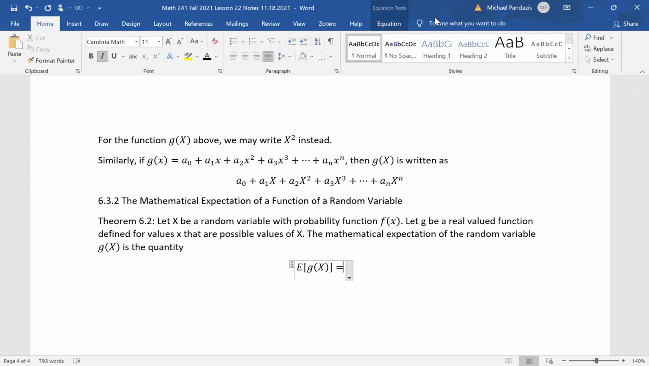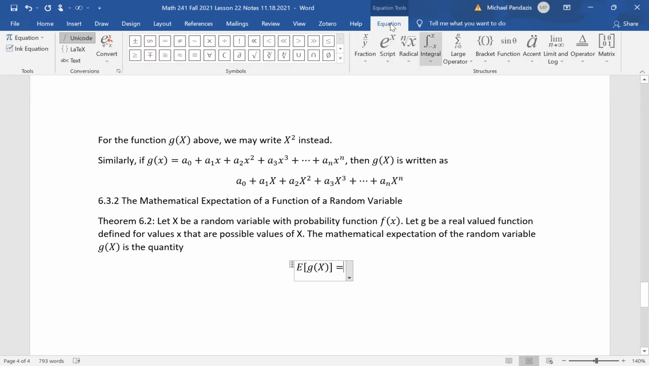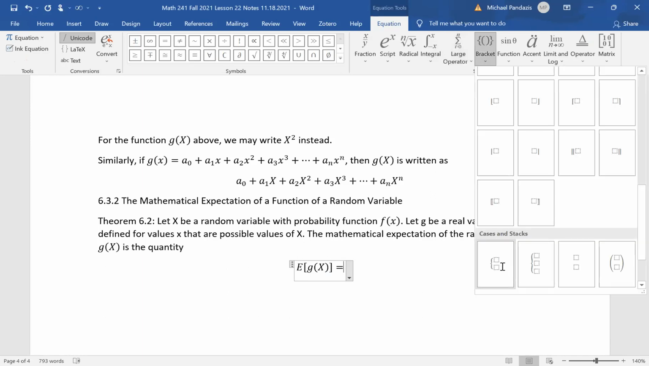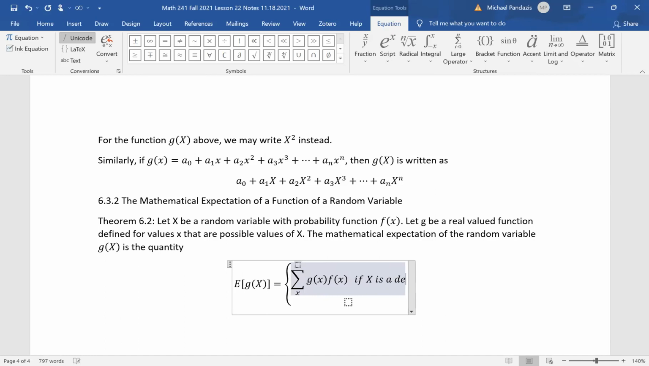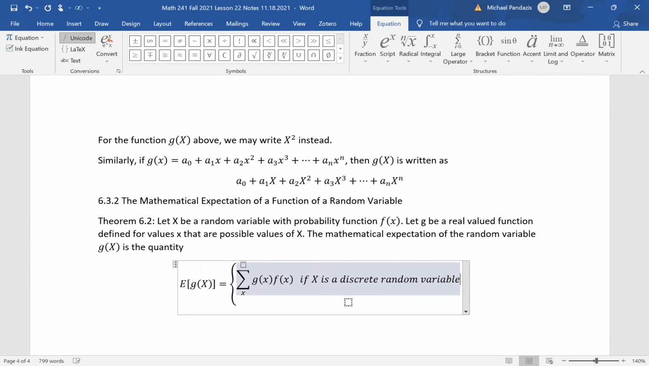which is equal to, so there's two cases. One case is when you have a discrete random variable, and the other case is when you have a continuous variable. So this is just like an expected value before, because we had a separate equation for each before. So if X is discrete, then the expected value is the sum over x of g of x times f of x. This is if capital X is a discrete random variable. I wrote it out just to help you remember that.